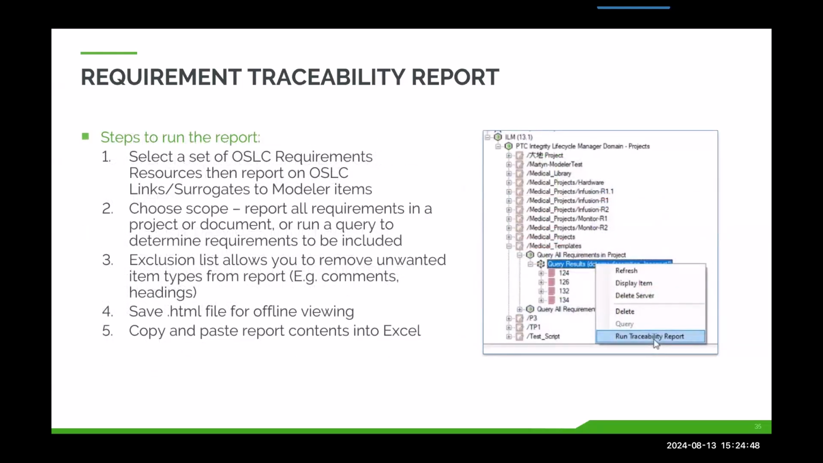The way you execute this is using the OSLC browser within Modeler. The first step is to choose a set of OSLC requirement resources, so a set of requirements from Codebeamer or RVNS or Polarion. Then we can choose, do we want to report all the requirements or just a specific subset? If we want to run a subset, we can build a query to determine the specific requirements included in the report.